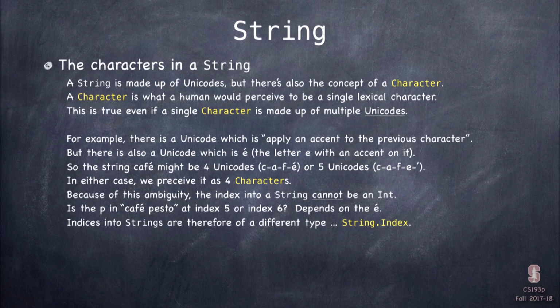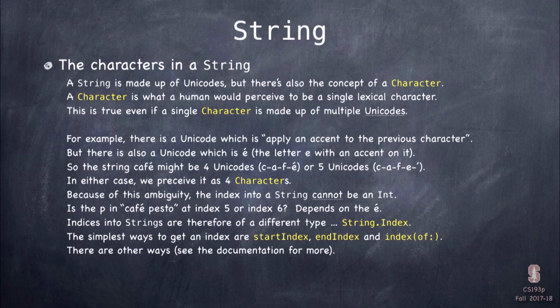People don't like this. They want to index strings by Int, and I understand why, but you can't do that. So what does that mean? We have to get an index. How do we get an index? You can get the start index of a string, the end index of a string, or you can use index of a character to find the first index of that character. There's a bunch of different methods and vars on String to get an index.